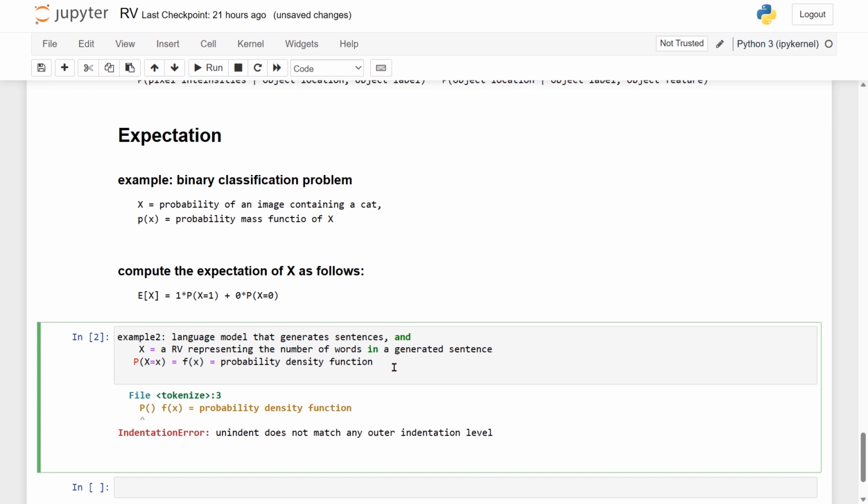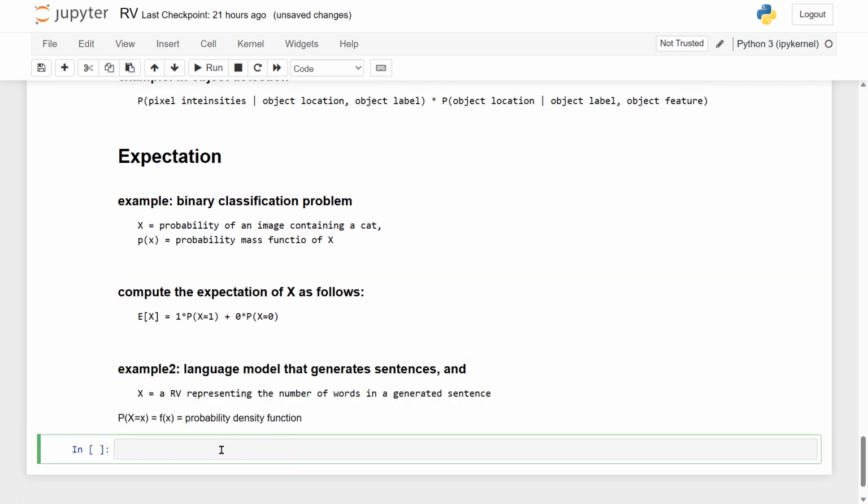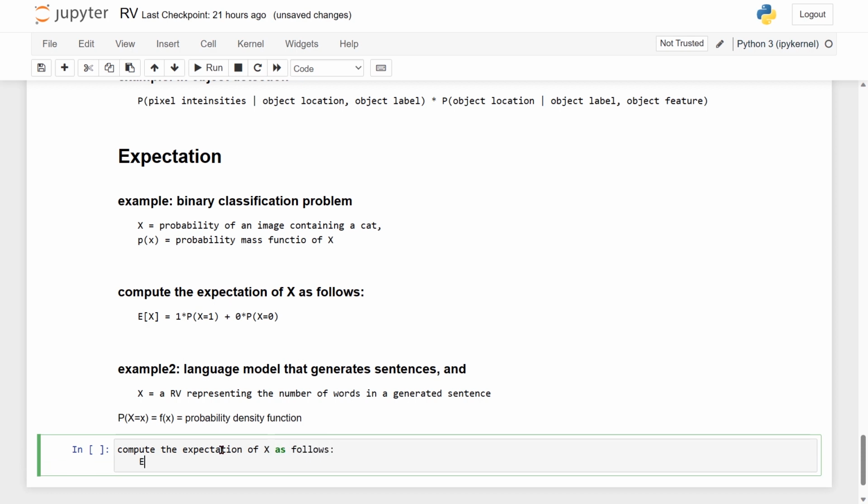So now we can compute the expectation of x as follows. E of x is equal to, of course I can put the integration symbol here, I don't know how to put that, okay, let me say the integral of x times f of x dx, where we integrate over all possible values of x, that is the number of words in a sentence. The expectation gives us the average number of words in a generated sentence.